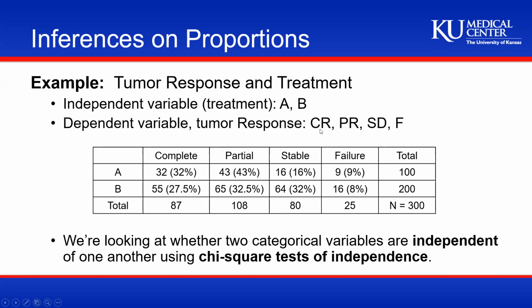A complete response means that's kind of the best response you can achieve. Usually it means that there's no visible disease remaining at a certain period of time and it's sustained for a certain period of time. Partial response is not quite as stringent as a complete response, but it's still a good outcome for the patient. Stable disease could also potentially be a good outcome depending on what the disease is. It basically means that the disease didn't change in a very discernible way. And a failure means that the patient usually progressed.